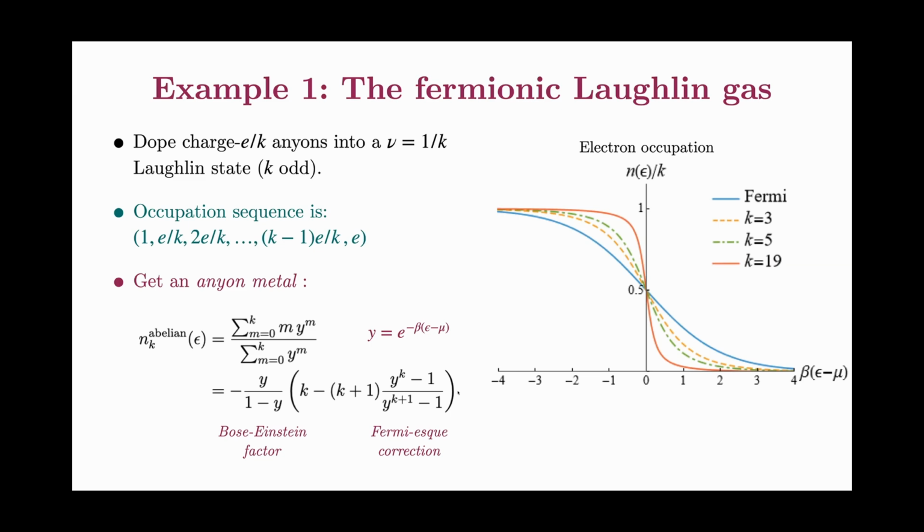And that leads to a distribution function, which looks like a Bose-Einstein distribution, but with a Fermi-esque correction, like what I've drawn here. Okay? And you can see that there's a distorted analog of the Fermi-Dirac distribution in this plot here. So the blue curve is the Fermi-Dirac, and the Laughlin analogs are the dashed and orange solid lines. Okay, and actually, this very closely resembles exact large N 't Hooft limit calculations in Chern-Simons matter theory.